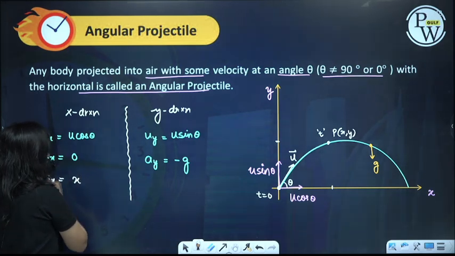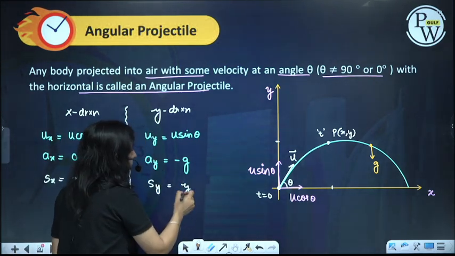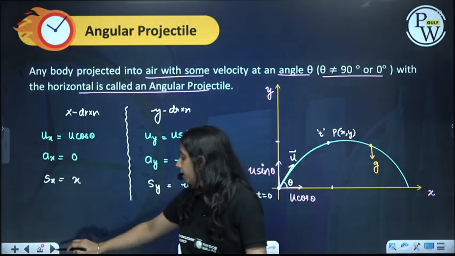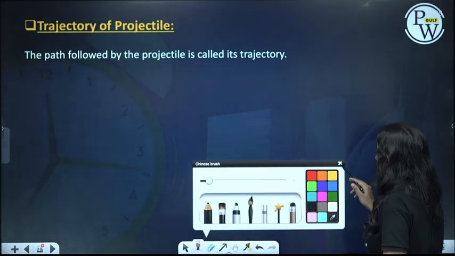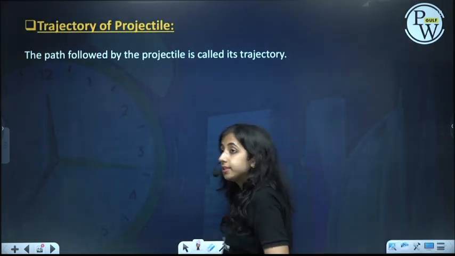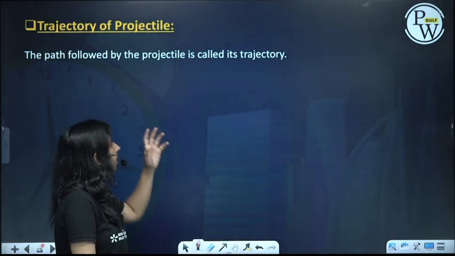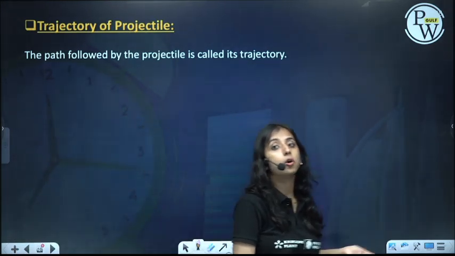So displacement in x will be x, displacement in y will be y. Now let us calculate the parameters associated with this projectile. What is the trajectory of the projectile? The path followed by the projectile is called the trajectory of the projectile.